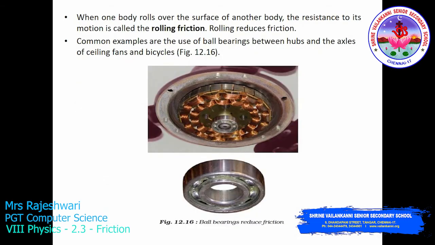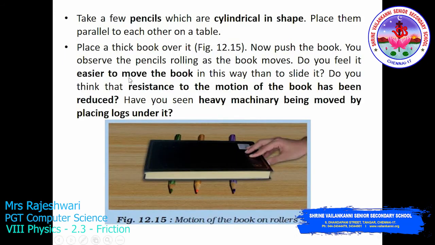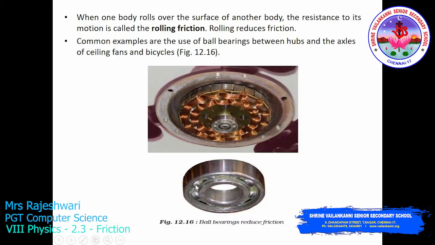One more thing, they have given a definition here for rolling friction. See here: when one body rolls over the surface of another body, the resistance to its motion is called rolling friction. What do we mean by this? In this example, we placed a book on another object, the pencil. When it rolls over the pencil, it reduces the friction. That is why, compared to static and sliding friction, rolling friction takes place in most machineries and in many different situations.